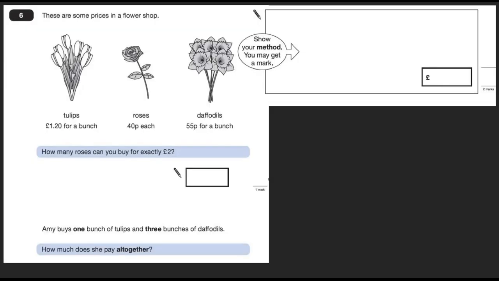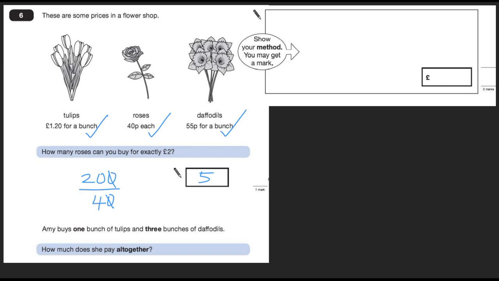Question number 6. These are some prices in a flower shop. Tulips is £1.20 for a bunch. Roses are 40p each. Daffodils is 55p for a bunch. How many roses can you buy for exactly £2? So exactly £2 means 200 pence, and roses are 40 pence each. So 200 divided by 40, knock the 0, 20 divided by 4 is 5 roses you can buy.